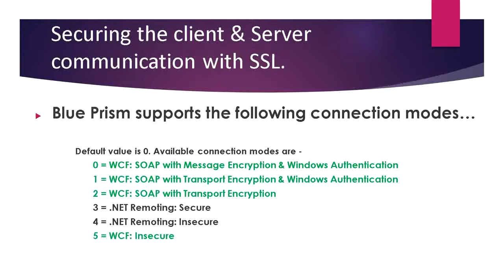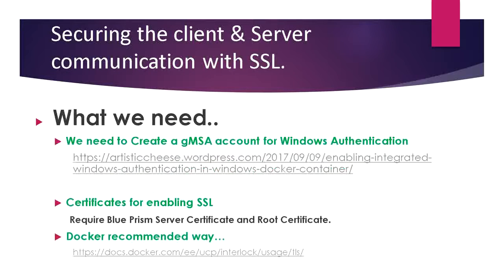In my testing, I'm able to successfully integrate my client with server in communication modes 0, 1, 2, and 5. So I believe 0 and 1 are the most preferred ones because 0 supports message encryption with Windows authentication and 1 is transport encryption and Windows authentication. I believe these are the two most important ones, and fortunately I'm able to achieve both of them.